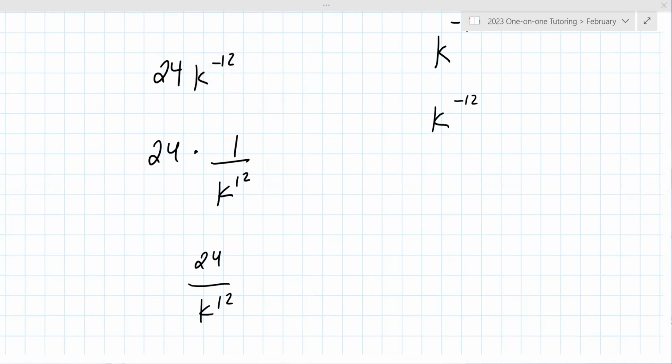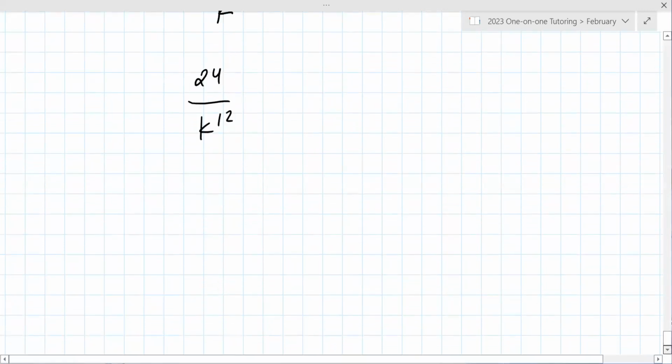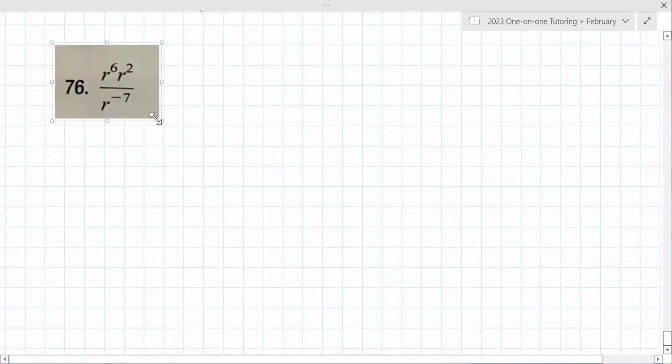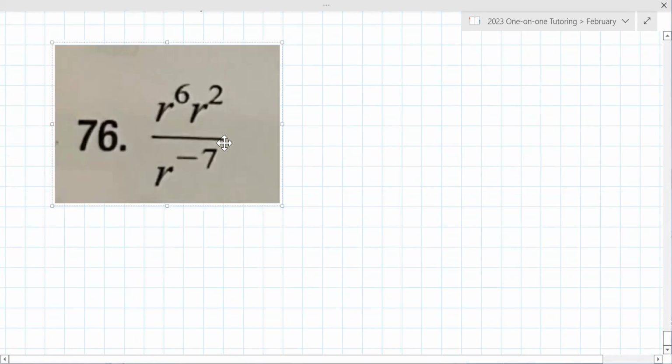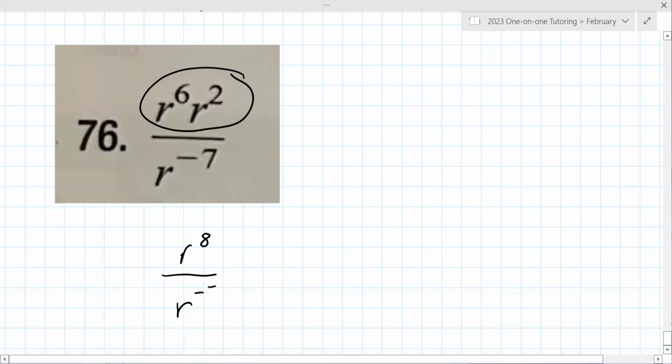All right. So 76 is the first problem where you have some choices. You can either simplify the top, which I would recommend, or you could take this R squared and this R to the -7 and combine them. I would recommend working on the top. What does the top combine into? One base. That'd be R to the 8th power. Yes, it's R^8 over R^-7.